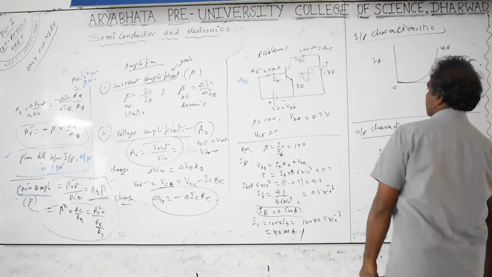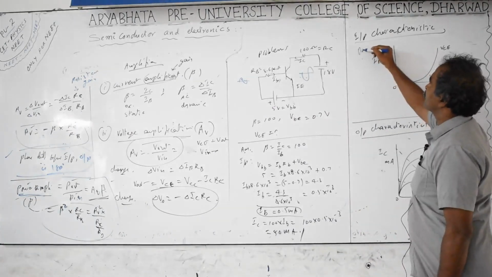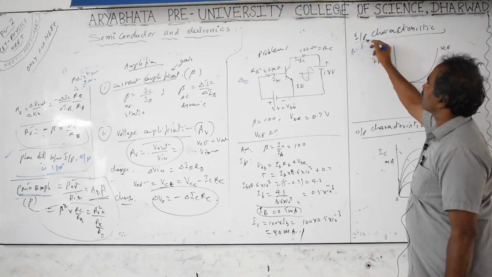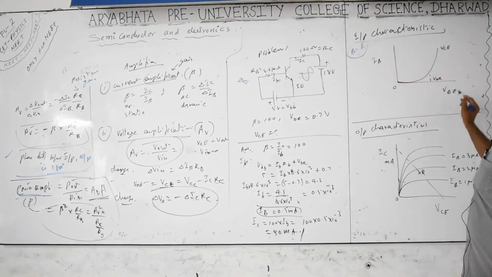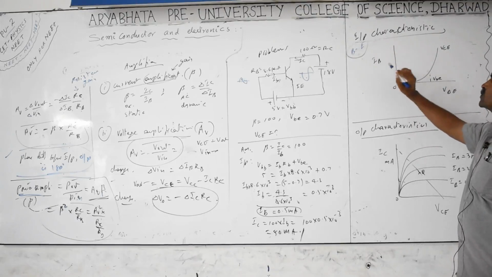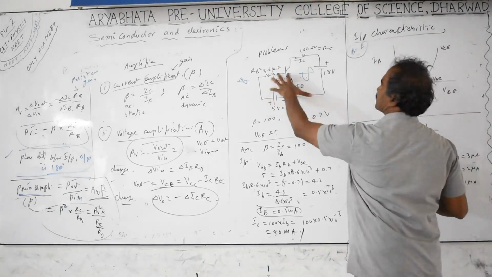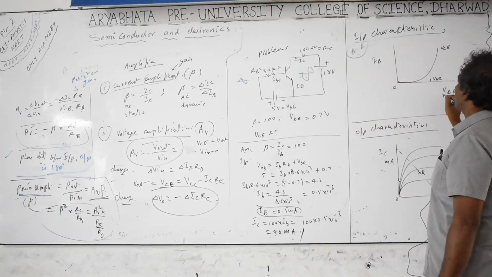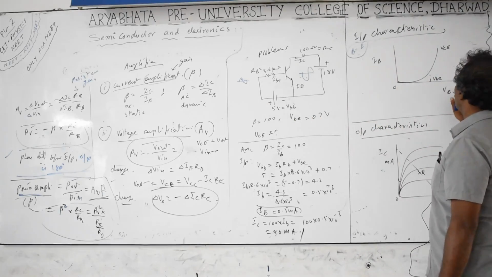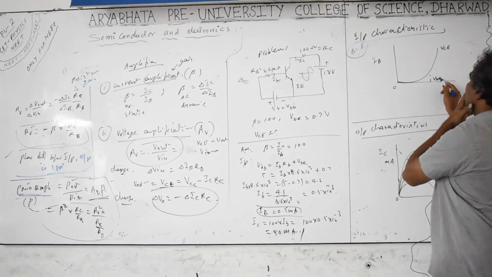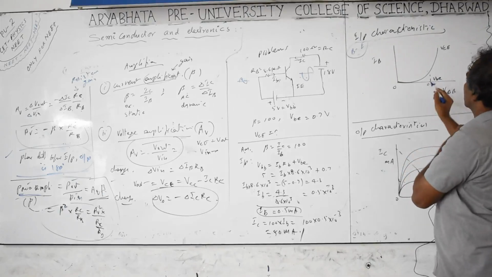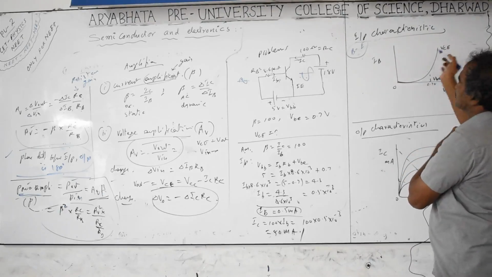Next, input characteristics. Input characteristics are related to the base and emitter, voltage and current. Whenever the base voltage increases, the base current also increases. This IB is in milliamperes, but VBB must be greater than VBE. Sorry, this is VBB. The base bias voltage should be greater than VBE. What is the VBE value? It is 0.7 volts for silicon and 0.3 volts for germanium. Only above this voltage does current pass; otherwise current will not pass.